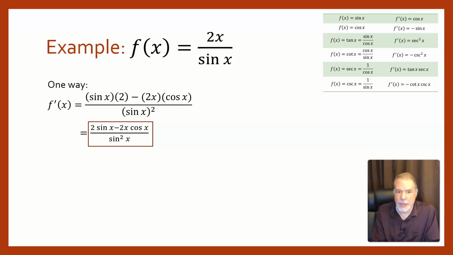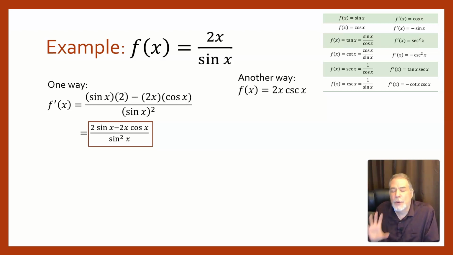Another way we could do this would be, instead of thinking of this function as 2x over the sine of x, we could think of it as 2x times the cosecant of x. After all, it's 2x times 1 over sine x, the reciprocal of sine x, but that would just be the cosecant of x. So if we write it that way, we don't have to use the quotient rule, but we should use the product rule.